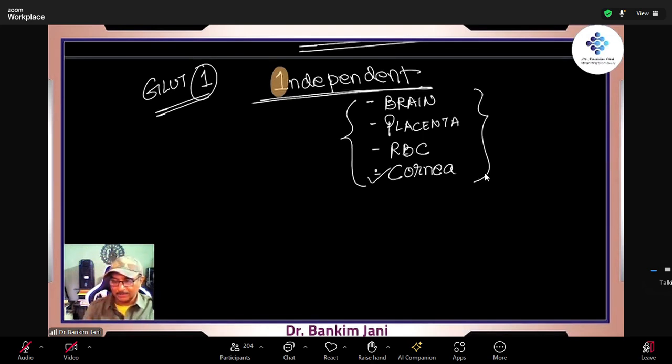So this is type 1. Type 1 means they are independent. Clear? So they do not depend upon the glucose concentration. They just absorb.